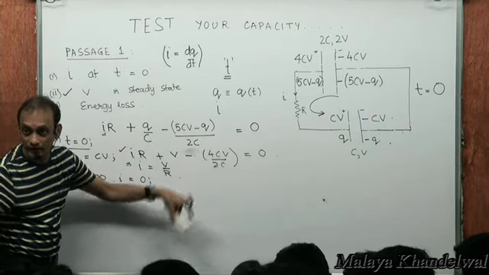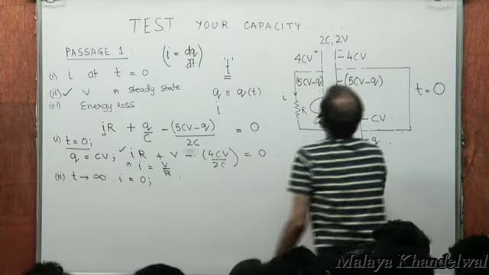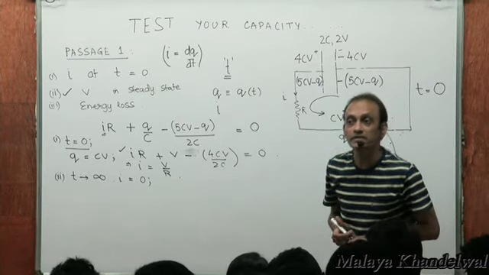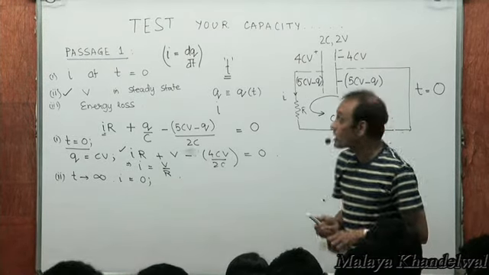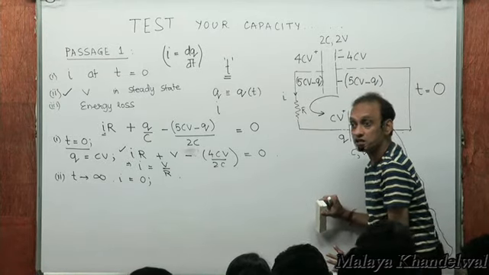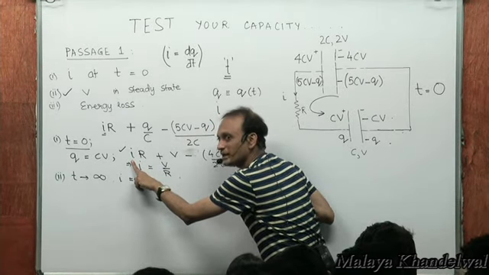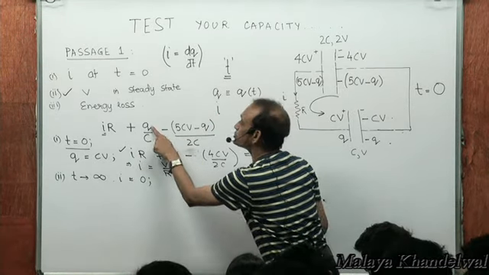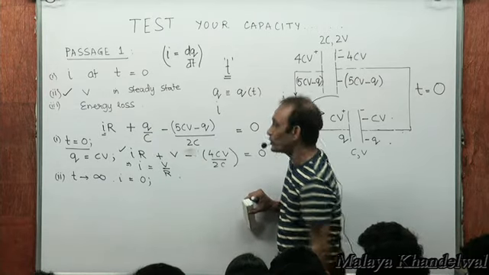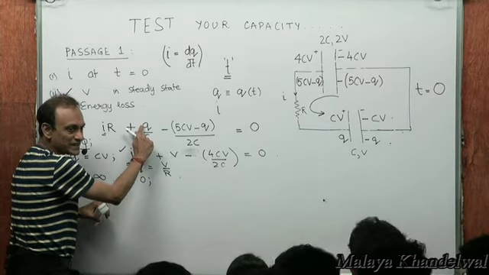Yes or no? Okay, I'm saying under steady state, what happens? Both the capacitors behave like open circuits. They offer infinite resistance, and if they offer infinite resistance, the current would be 0 in the circuit, in this loop. So plugging in I equal to 0 means the charge that you get in this equation would be the steady state charge on the capacitor. So at t equal to infinity, I is 0, then Q will be my steady state charge.